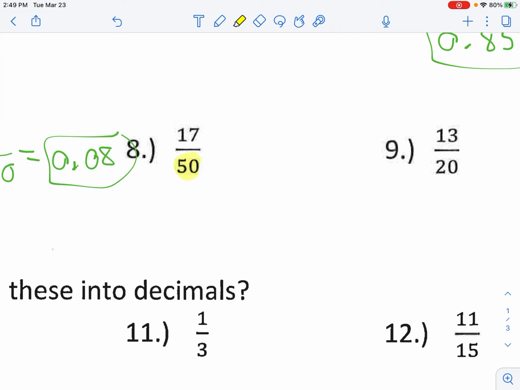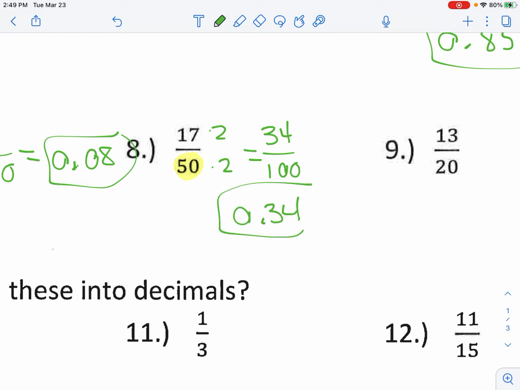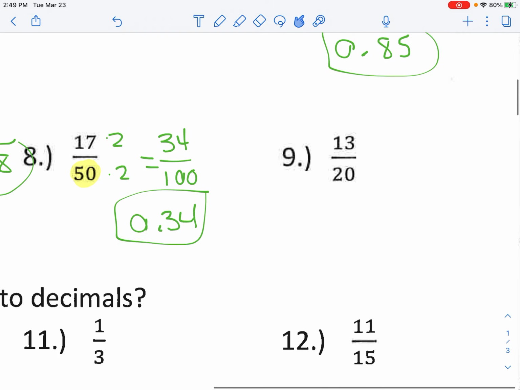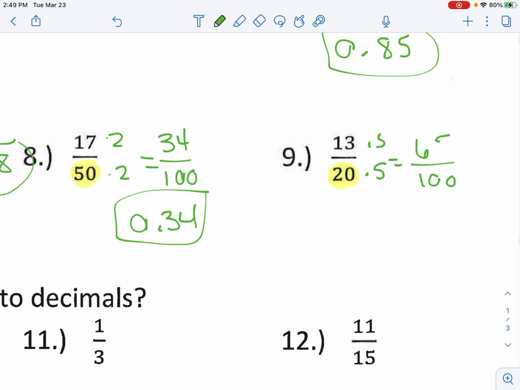Fraction to decimal. Check your denominator. If your denominator is a factor of 100, multiply. So that gets us to 34 hundredths, which is 0 and 34 hundredths. Check your denominator. 20 times 5 is 100. And 13 times 5 is 65. So 13/20 equals 65 hundredths equals 65 hundredths.